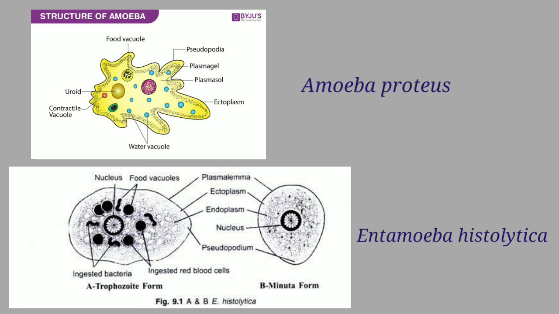Amoeba and Entamoeba histolytica are some examples of the sarcodines or the amoeboid protozoans. And Entamoeba histolytica is responsible for causing amoebic dysentery or amoebiasis in human beings.